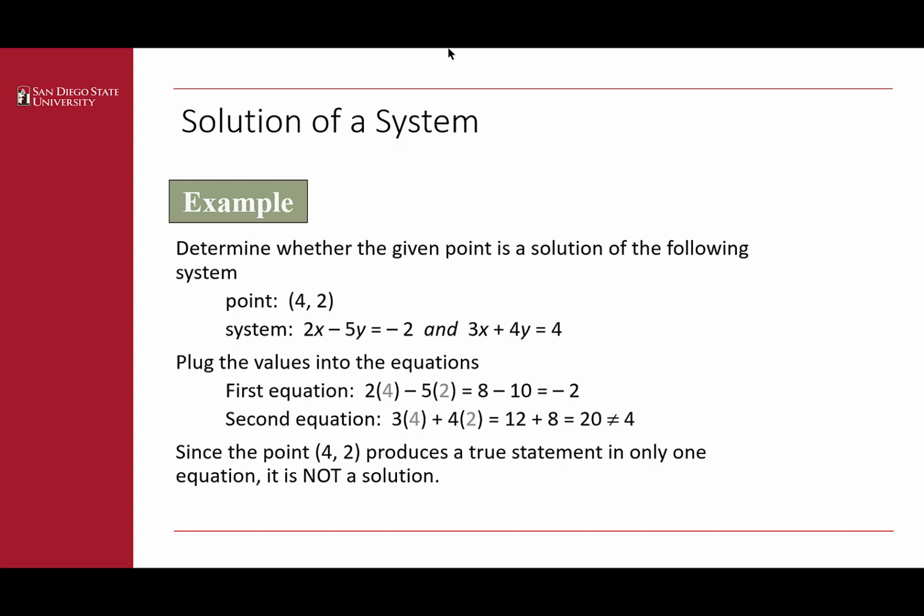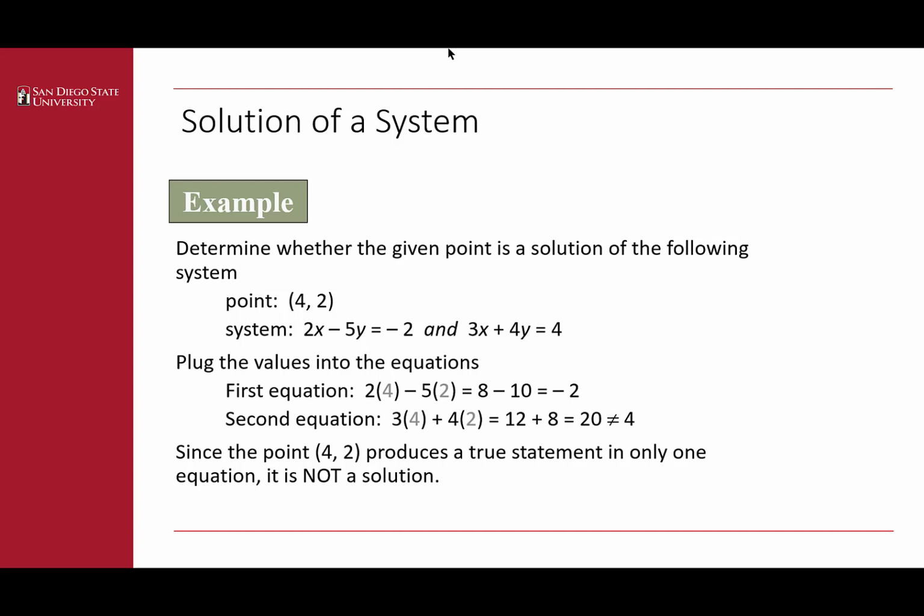Again, we will plug the values into the equations. The first equation becomes 2 times 4 minus 5 times 2 equals -2. And the second one becomes 3 times 4 plus 4 times 2, equals 12 + 8, which is 20. And as you see, that is not 4. So since the point (4, 2) produces a true statement in only one of the equations, it is not a valid solution for this system.